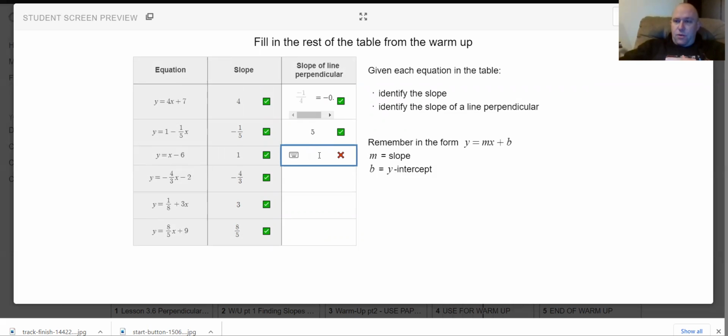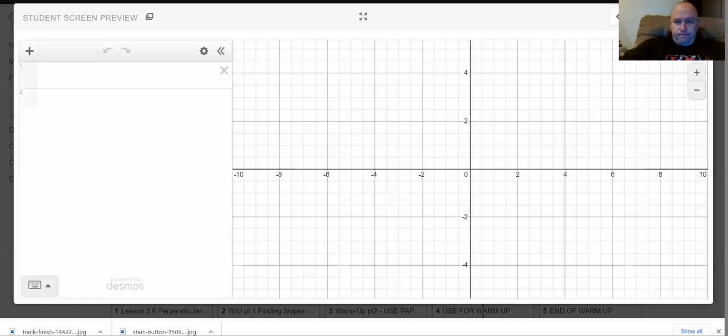1's a little strange. 1 would just be 1 over 1, but when you flip it, you still get 1 over 1, which is 1, and then you change the sign. So negative 1. And you can certainly try the other ones just to make sure that you do understand that process.